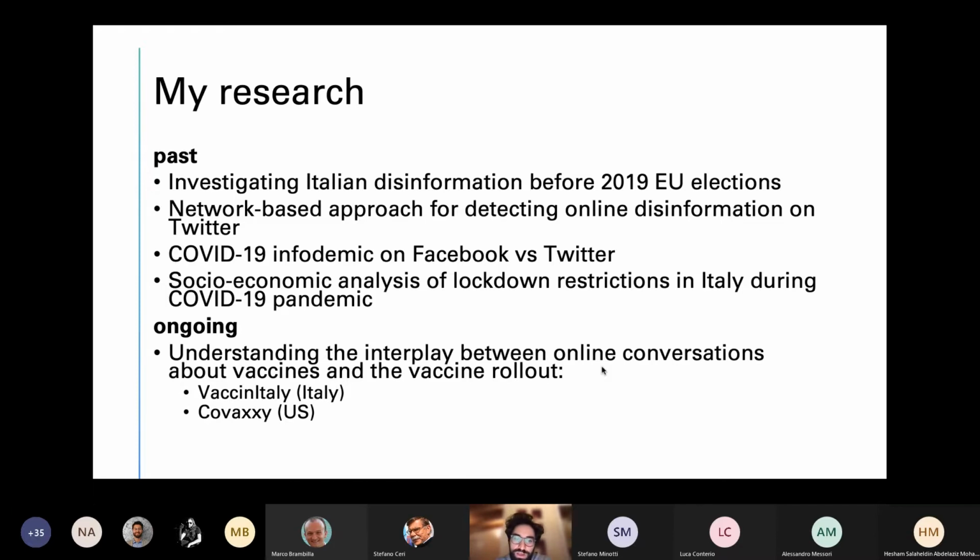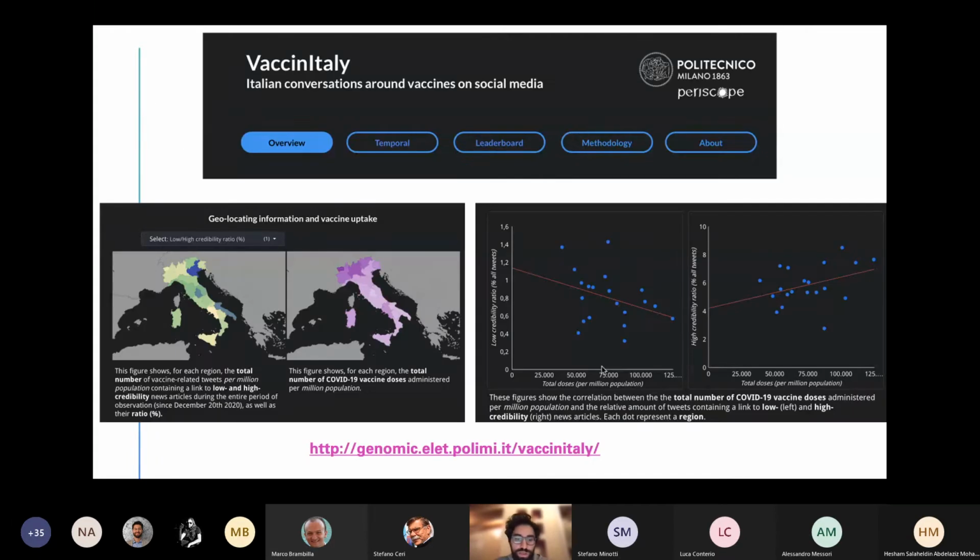And right now I'm working mostly on understanding the interplay between online conversations about vaccines and the vaccine rollout, both in Italy and in the United States. So we have produced a dashboard that you can visit using this link, where we show several statistics about how low and high credibility information is shared in Italian conversation around vaccines on both Twitter and Facebook.